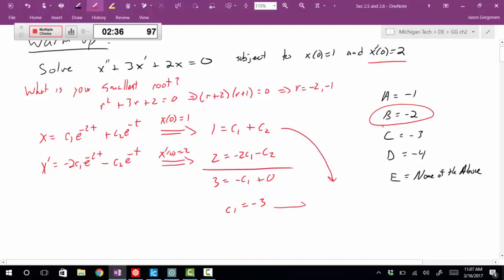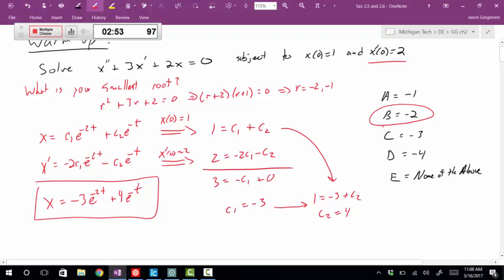Plug that into my other equation. 1 equals negative 3 plus c2. Looks like c2 is equal to 4. And lastly, I form my final solution. Negative 3 e to the negative 2t plus 4 e to the negative t. Any questions about that solution?